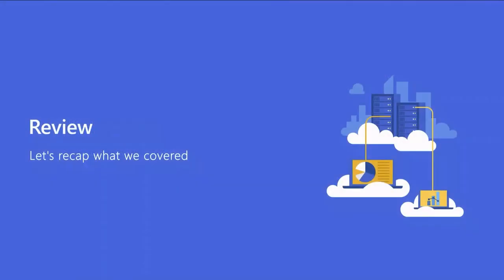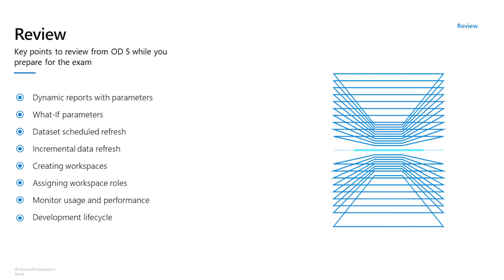Right, so let's go and review what we covered as part of this particular OD5. In this OD, we talked about dynamic reports and how we make that happen with parameters. We specifically focused on what if parameters, dataset schedule refreshes, incremental data refresh. We also talked about creating workspaces and assigning workspace roles in your organization. We also talked about monitoring usage and performance, and then development lifecycle. So that concludes OD5.